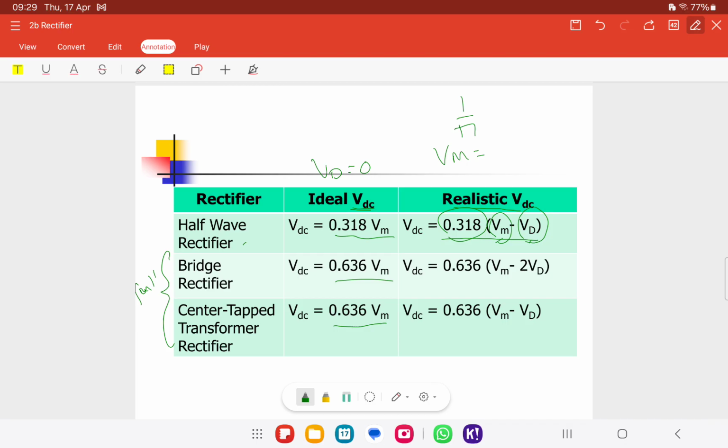Afika. Anis. Why minus VD for the half wave? Yes, sebab guna one diode only in the circuit. Okay. And Pak Anis, Hani Dayana. Okay, Hani, for the bridge rectifier, why we call it as the bridge?